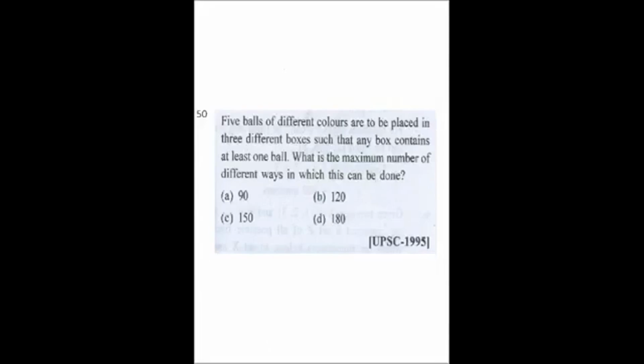Five balls of different colors are to be placed in 3 different boxes. 5 balls, 3 boxes, such that any box contains at least 1 ball. So it may be 3, 1, 1. These 2 may be any out of these 3, and second case will be maybe 1, 2, 2. So here also 5, here also 5. These two may be in any of the box, and similarly 1 can be in any of the box.